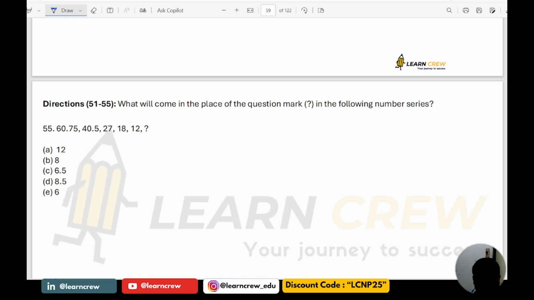Now 55, 60, 75, 45, 60.75, 40.5, 27, 18, 12. If you see here, 27, 18, it is 2/3. It is also 2/3. So you need its 2/3. 12's 2/3 would be 8. So the relation is next term is 2/3. So answer is 8.